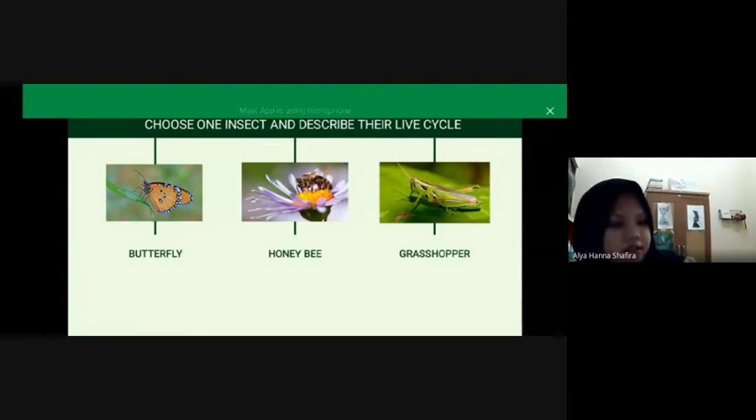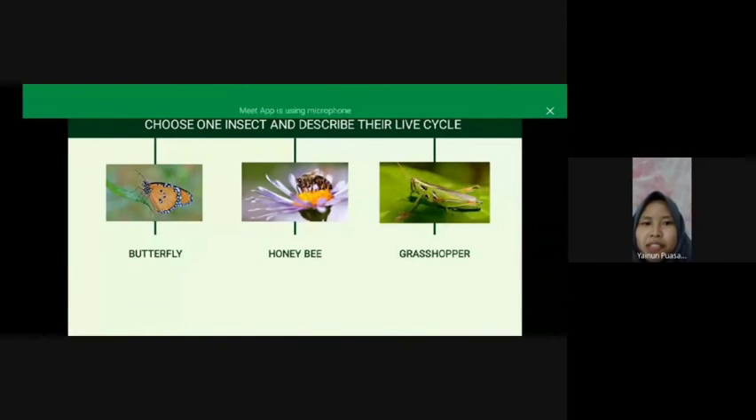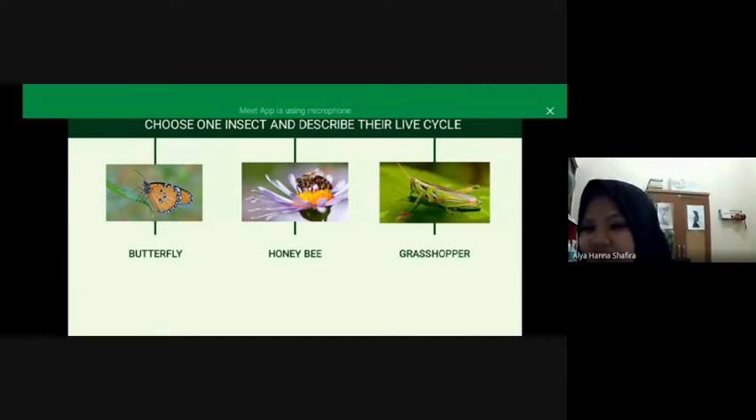Number 1, butterfly. Does anyone want to explain the life cycle of a butterfly? Me. Yes, Ainun. A butterfly goes from egg to caterpillar or larva, and then changes to pupa, and the pupa becomes a beautiful butterfly. It's a complete metamorphosis because it has 4 steps. That's correct. And then number 2 is honeybee.